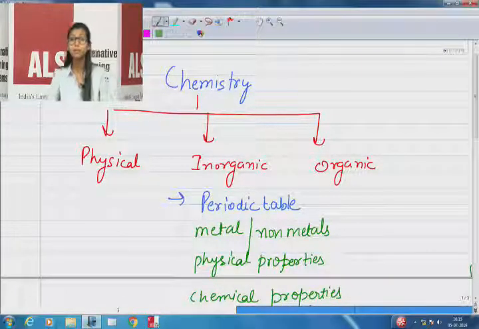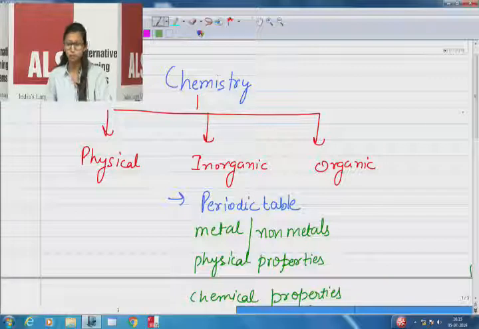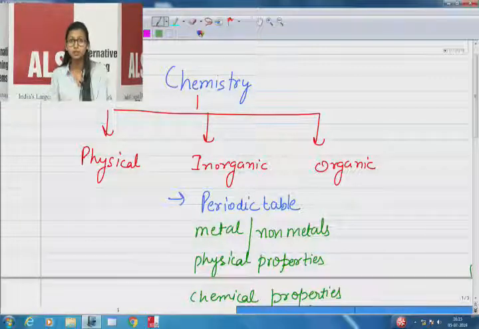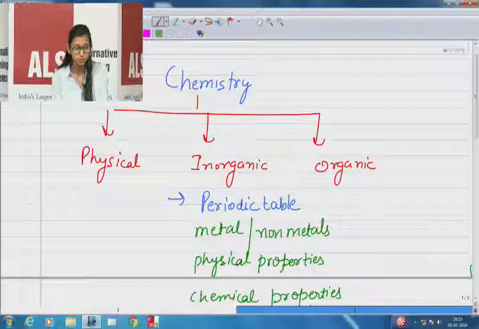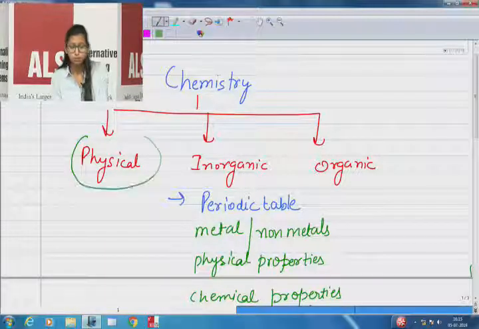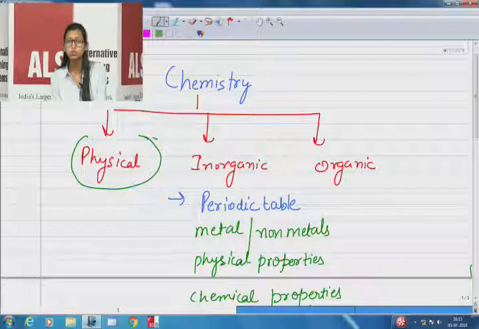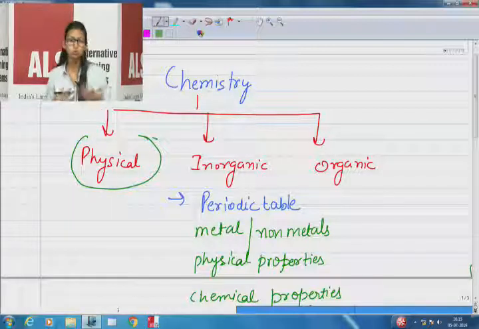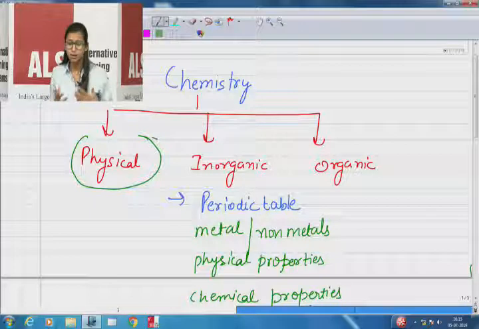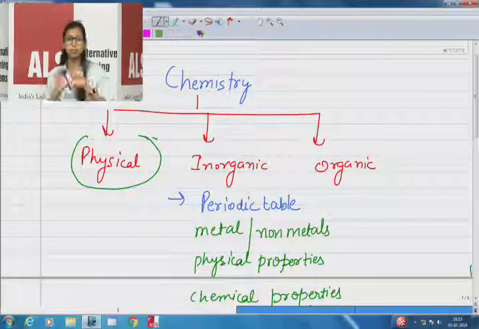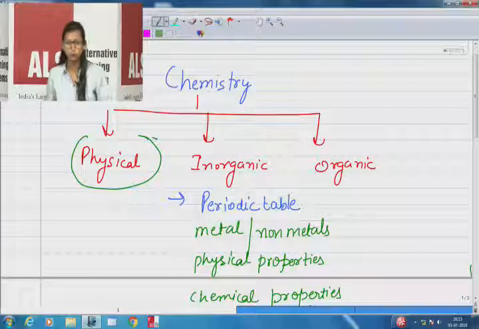Now coming to your 11th class, as I have told you, your major topics will be covered in physical chemistry. Okay, so people who like numbers, who like doing calculations, will love to study these kinds of chapters. But I know that there are certain people who don't like maths, who hate numbers, who don't like it, okay.